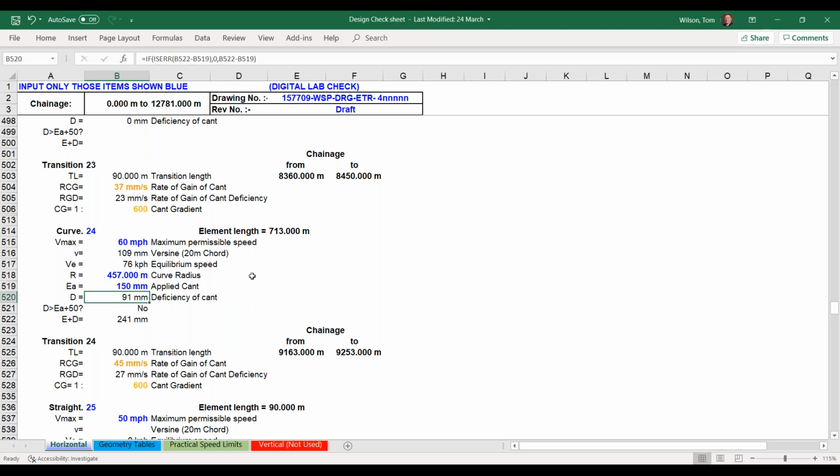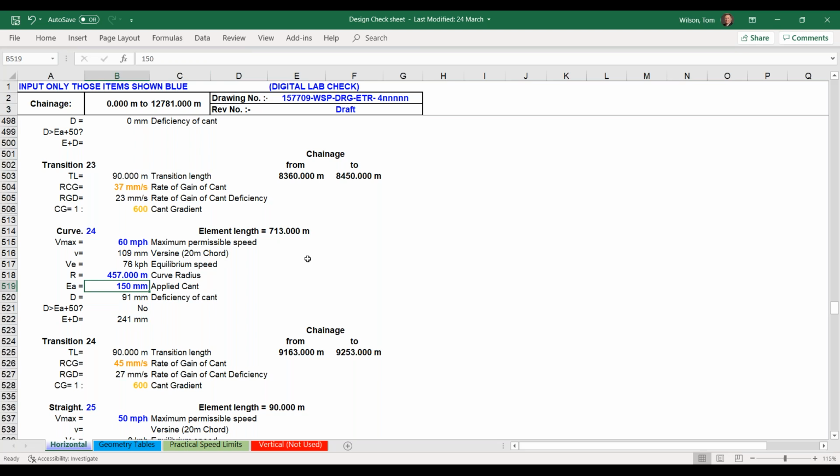That immediately takes the rate of gain of cant deficiency down, but it's put the rate of change of cant up. Again I've breached the 35 millimeters a second, and those have gone amber. I'm also getting down near my 1 in 500 limit here. So my twist value, as I apply that 150 millimeters over the transition length of 90, is starting to get dodgy.